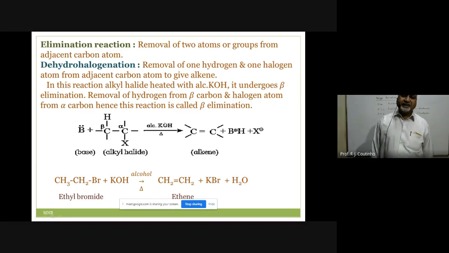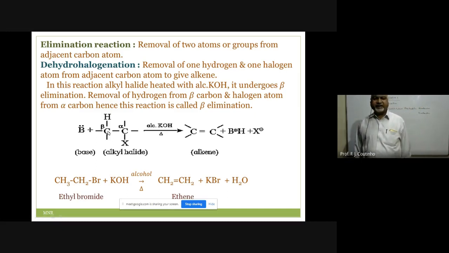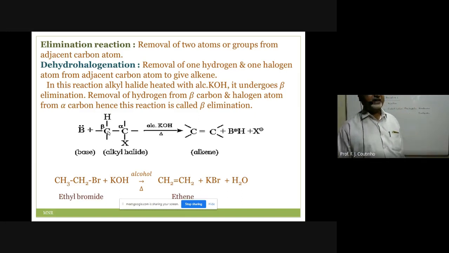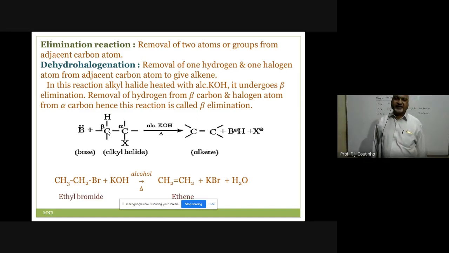It undergoes beta elimination. Why is it called beta elimination? Because there is a hydrogen which has been lost from the beta carbon atom. So removal of hydrogen from the beta carbon and halogen atom from the alpha carbon. Hence, this reaction is also called a beta elimination reaction.